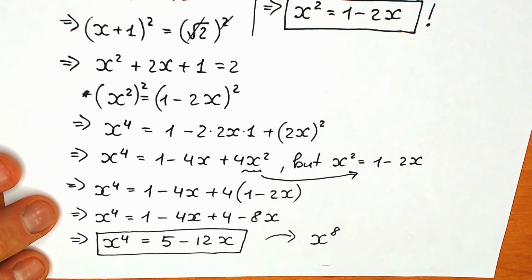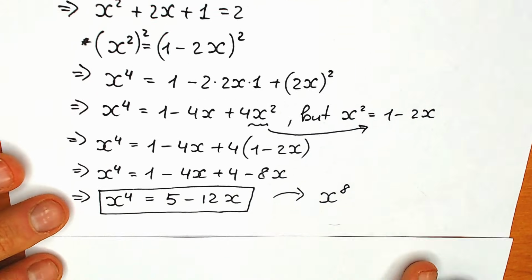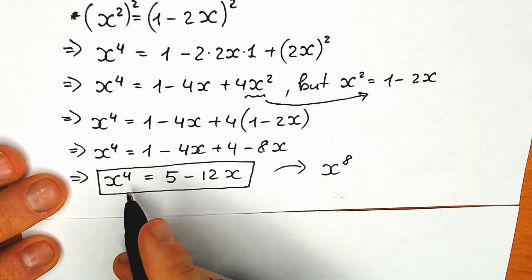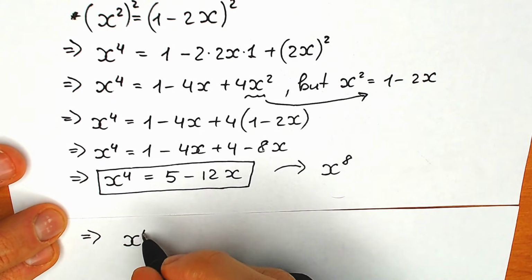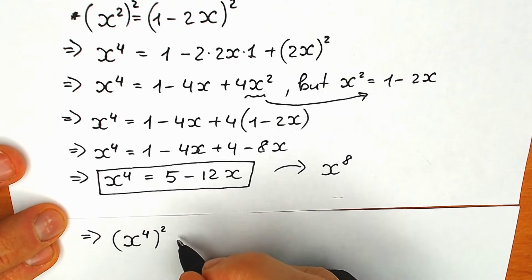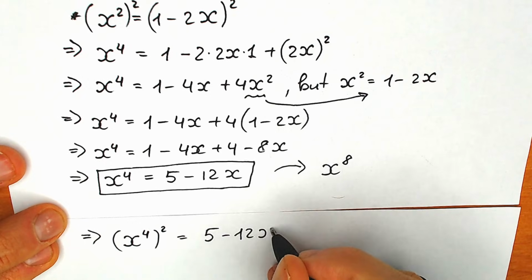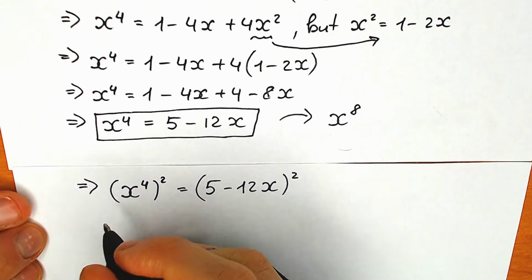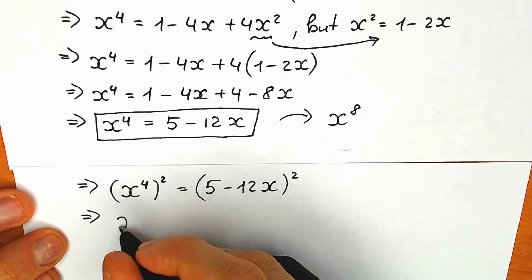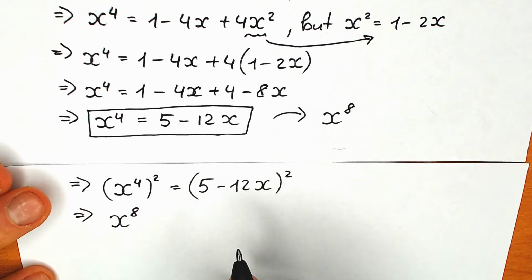Okay, so how can we evaluate this expression? How can we simplify it for x to the power 8? Of course, we will raise this expression to the second power once more. So let's do it. So we have x to the power 4 raised to the power 2 on the left side, and on the right side 5 minus 12x. We raise to the power 2. So let's simplify this expression. On the left side we have x to the power 8 right here, because we multiply 4 times 2. So we have this x to the power 8.